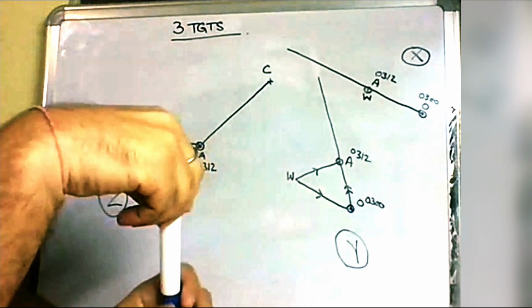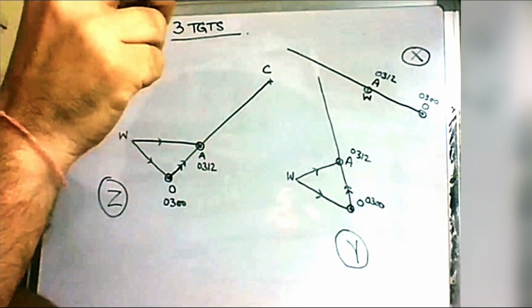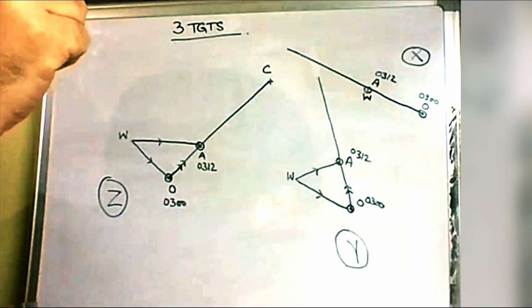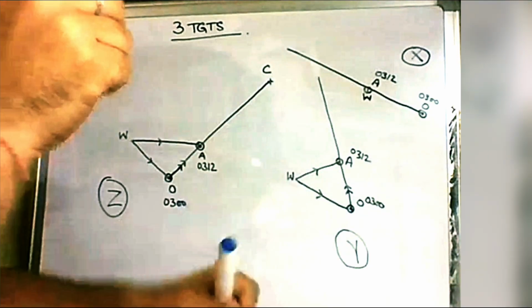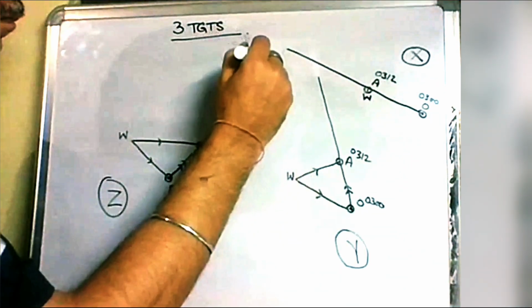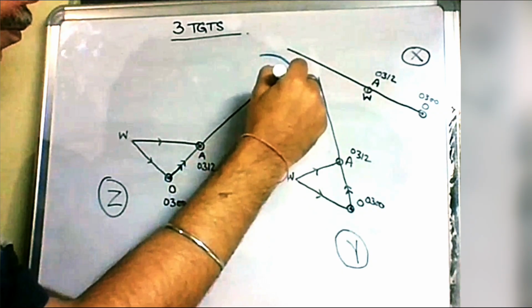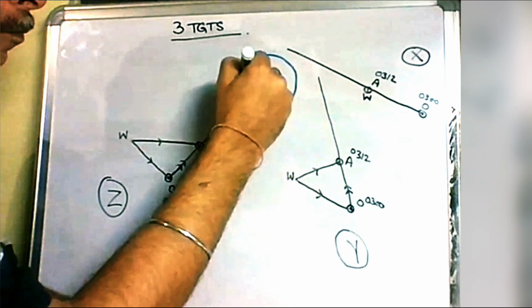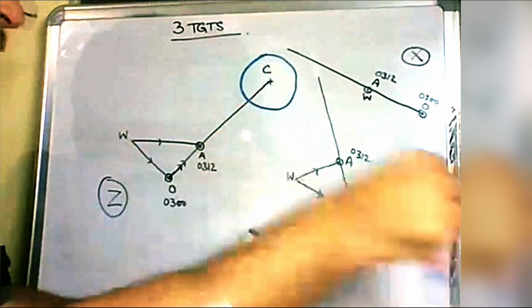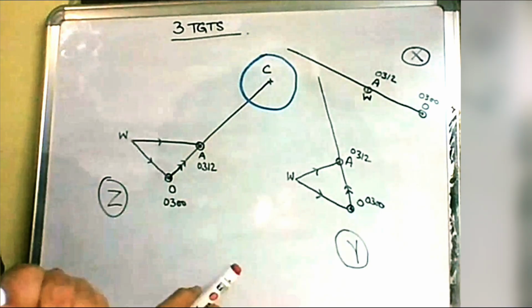Now the CPA desired is 1 mile. So draw a circle of 1 mile. All right.